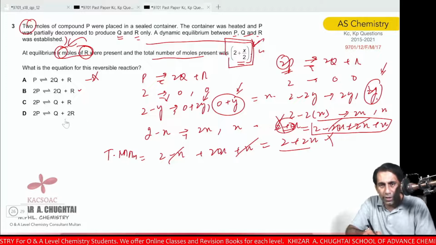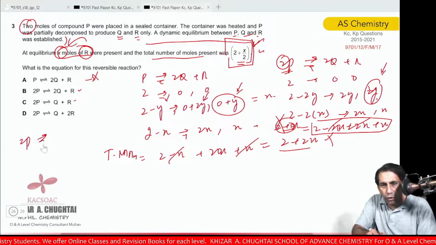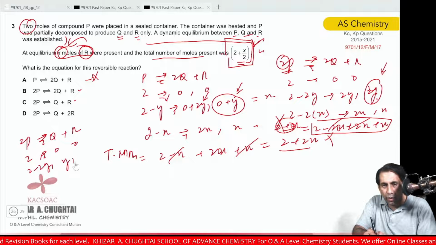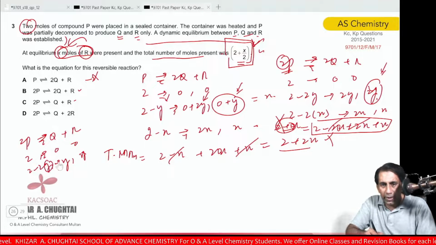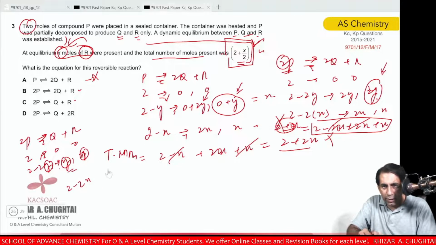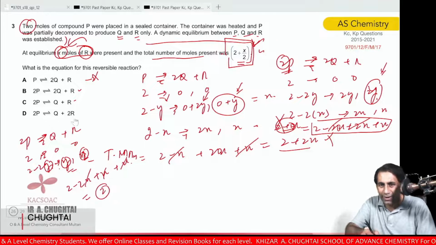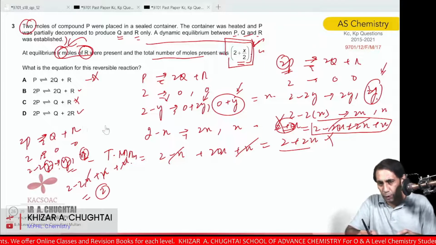I'm going to try the next one, this C. 2P goes to Q plus R. 2 mole, 0 mole, 0 mole initially. 2 minus 2y and y, R is again y. In this case, y is equal to x, put y equal to x, 2 minus 2x, this y is equal to x, this y is equal to x. So the sum is equal to just 2. So again, the third option is incorrect. It means that the fourth one will be the correct one.